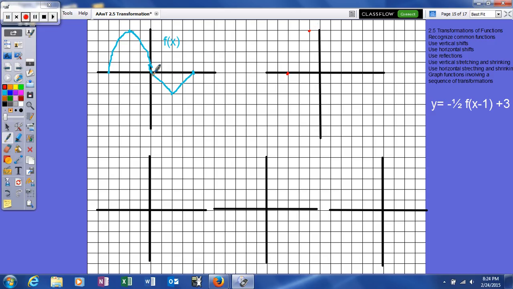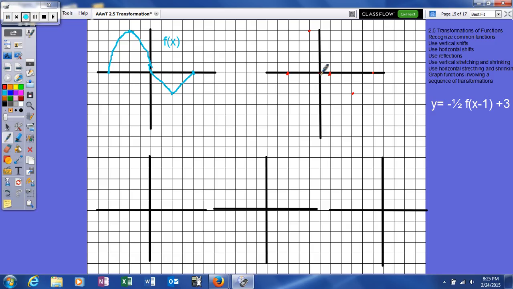This was at 0, 0. So we're going to put it at 1, 0 now. And then this point right here was 2, negative 2. So it will now be at 3, negative 2. And then this point right here was at 4, 0. So we're going to put it at 5, 0. Hopefully I found it in the right spot.